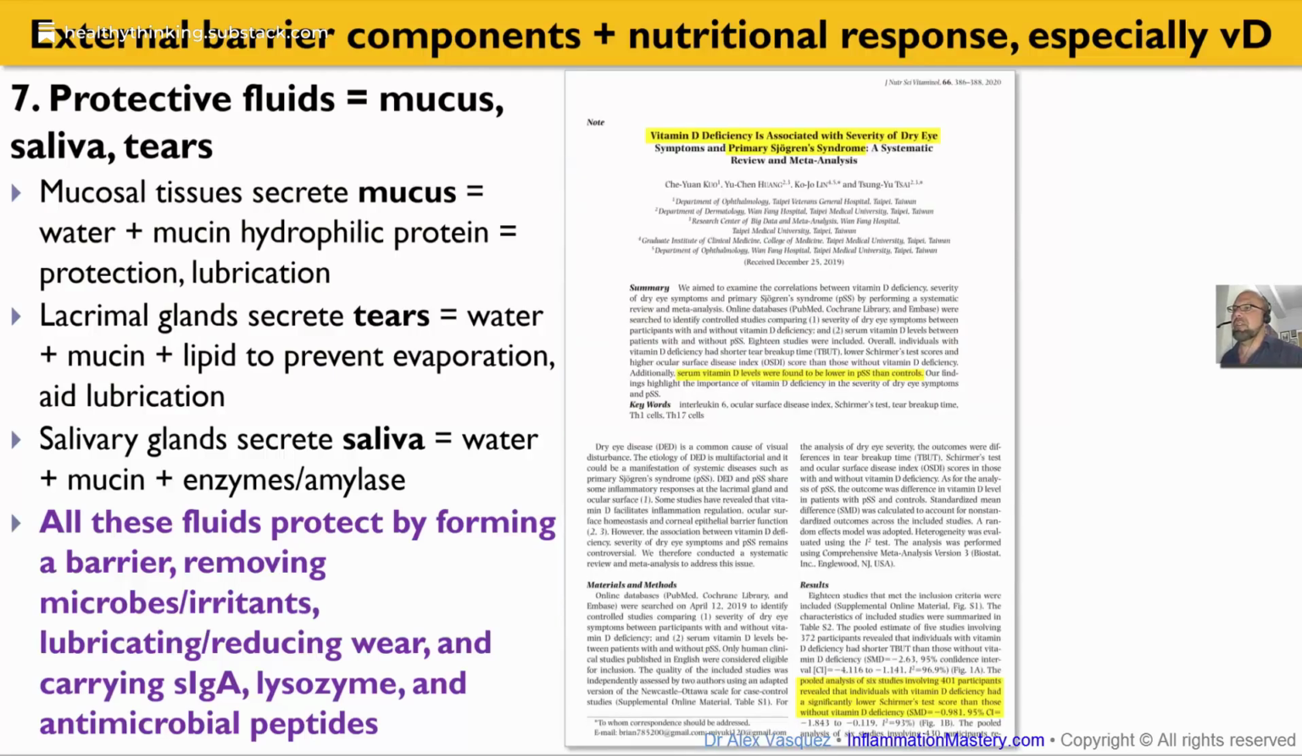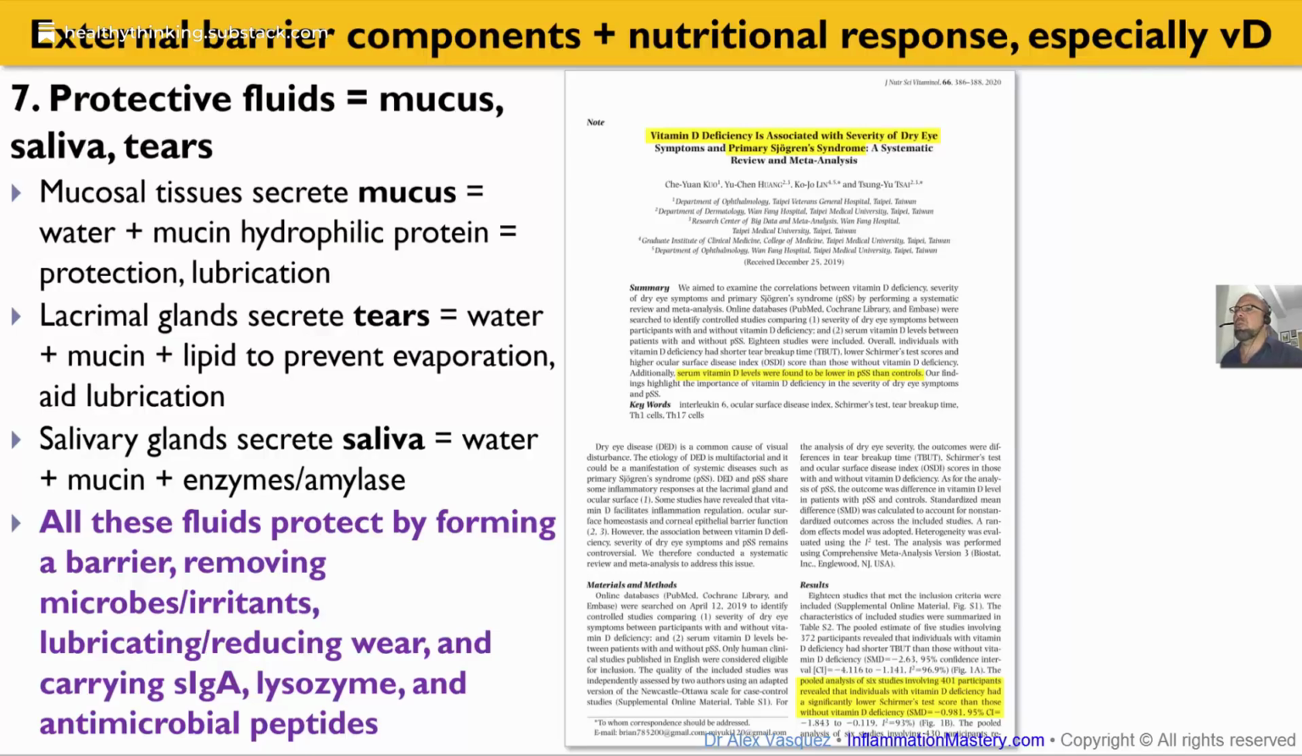Here we see an article from 2020 showing an association between vitamin D deficiency and the severity of dry eye symptoms in primary Sjogren's syndrome. So many of you know, of course, that Sjogren's syndrome is a prototypic autoimmune condition that results in deficiency, we could say, of these protective fluids, including, again, mucus, saliva, and tears. So these patients often present with dryness of the genitourinary tract, mouth, and eyes.